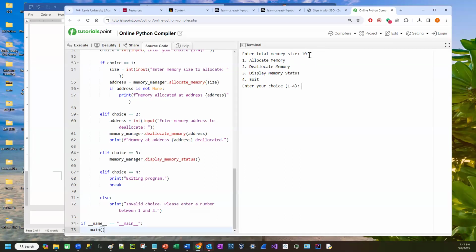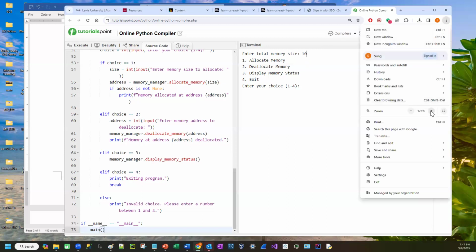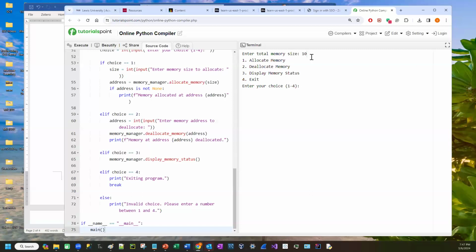So here I'm just saying, I'm going to pretend that my RAM is 10, whatever unit it is, gigabytes or megabytes or whatever. So here I'm going to say that's 10, and you can see that it gives you some options here, and so I'm going to allocate processes for this memory. So I'm going to say 1. So it's going to ask me, what's going on?